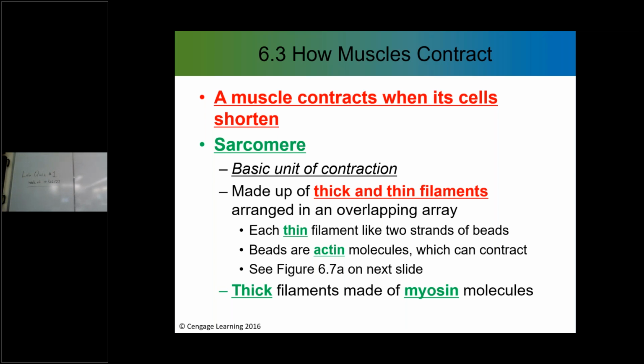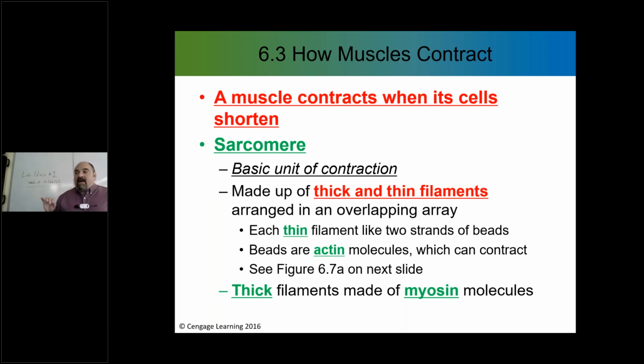Now, this next slide here, you'll see the term sarcomere. This is the basic unit of contraction. The basic unit of muscle contraction, the sarcomere. In particular, this is of the skeletal muscle contraction, okay? It's composed of thick and thin filaments. So in muscle, we said there are myofibrils and there are these myofilaments.